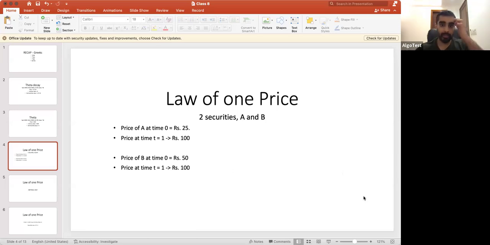SK wrote A. Yes, you will buy A, but I don't want to. If you buy A, you're still giving away 25 rupees from your pocket. I'll say I don't even have 25 rupees. I'm just asking: can I do something where I don't have to pay a single rupee today and I still make money 1 year from now? Is there something I can do between A and B right now? Think about it.